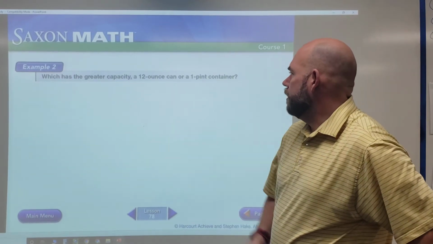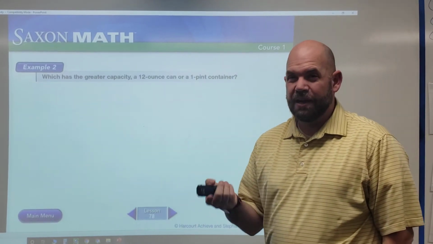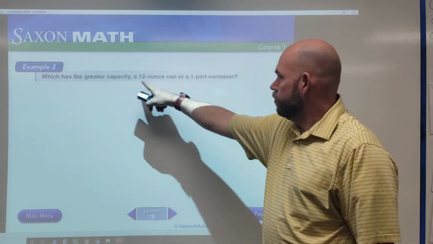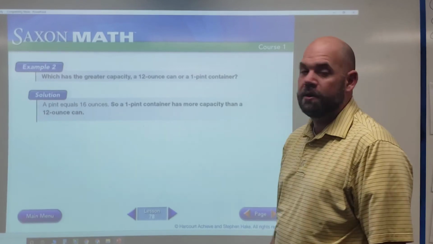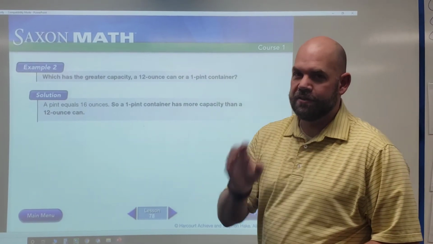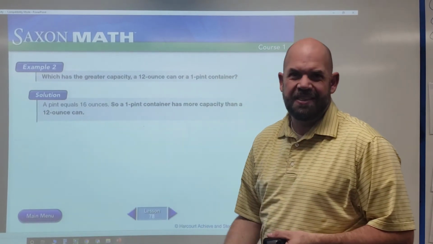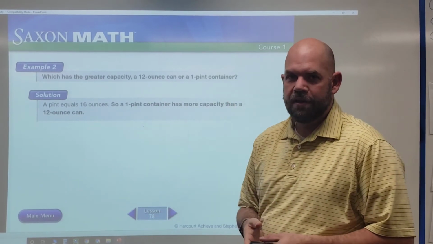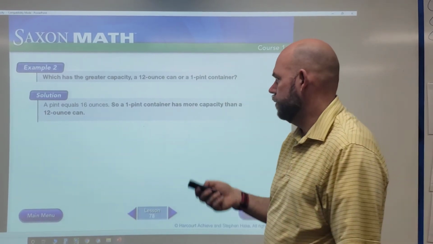All right, which is the greater capacity, a 12-ounce can or 1 pint? We do know that a pint equals 16 ounces, all right? So what's bigger, 16 ounces or 12 ounces? A pint. So 1 pint container has more capacity than a 12-ounce can. So if we were drinking pints of soda instead of a can, and cans of soda are typically 12 ounces, I think. I actually don't drink soda very much, but that means if you drink a pint, you're drinking a little bit more than a serving or a can of soda.